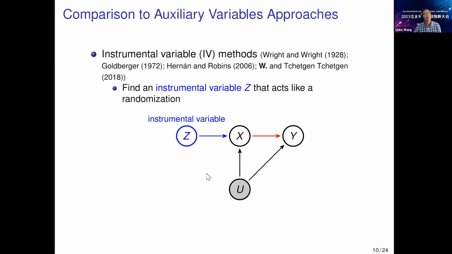So before I go any further, I would like to contrast this framework to some existing frameworks for dealing with unmeasured confounding. The most popular framework nowadays may be the instrumental variable methods, that requires you to find the instrumental variable that's exogenous to this causal problem we're interested in.